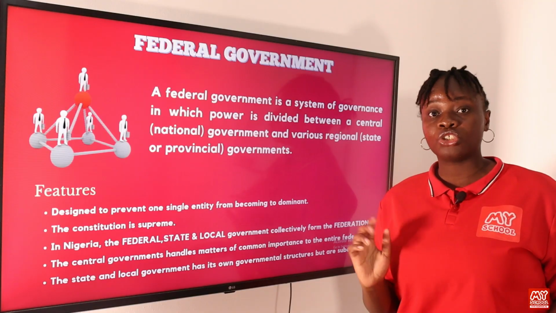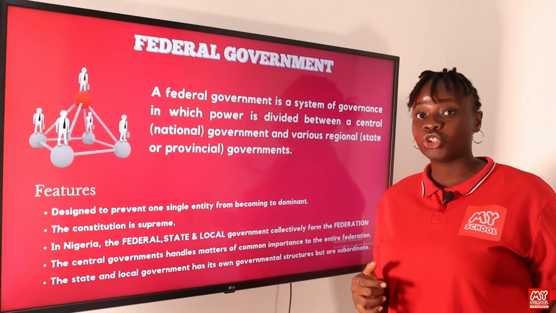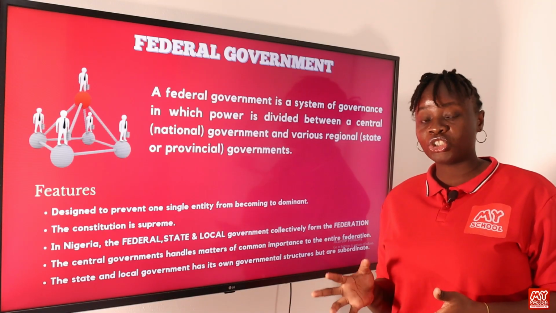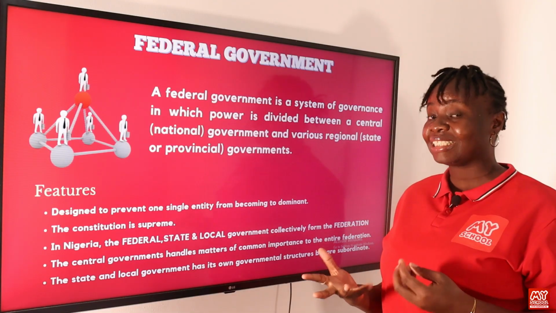Also, the constitution is supreme. In most unitary systems, it is usually parliament that is supreme in such a society. But in a federal system, the constitution holds supremacy. That means it is the supreme decision-making body in that society.